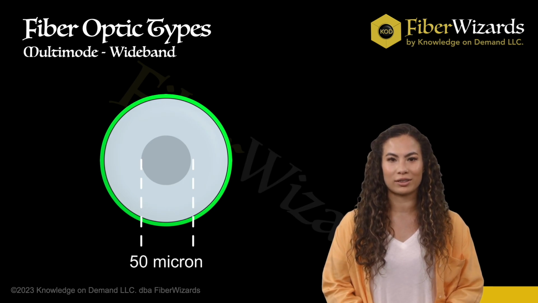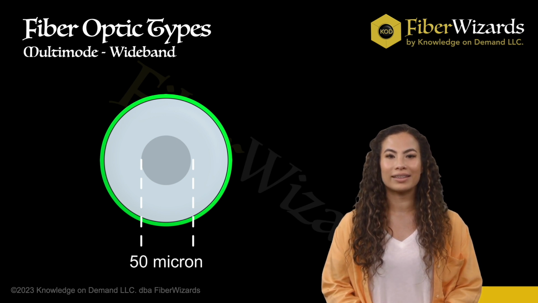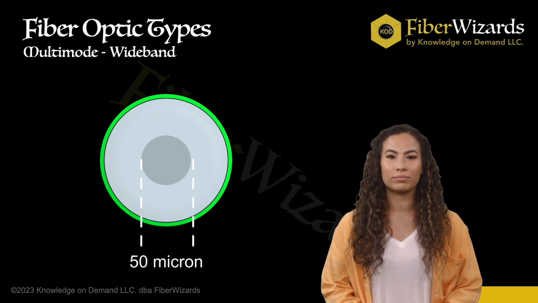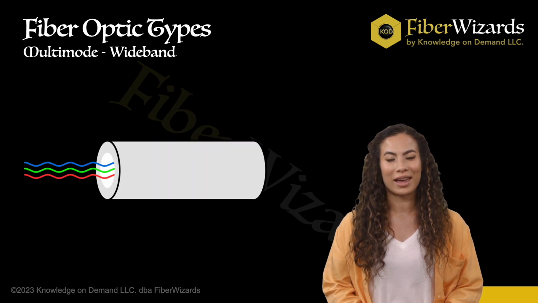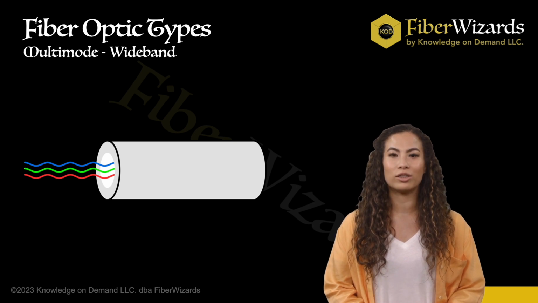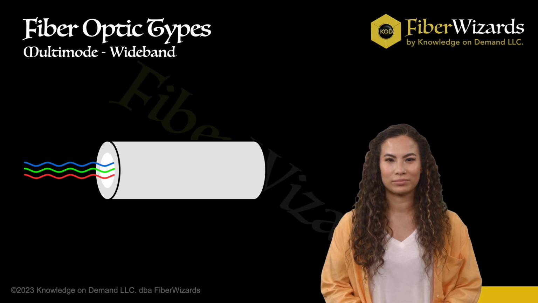OM5 fibers, also known as wide-band multimode fibers, have similar characteristics such as core size and distance limitations as OM3 and OM4 fibers. However, OM5s are designed to support multi-wavelength transmission over the same fiber to achieve increased bandwidth and speed for data center applications.